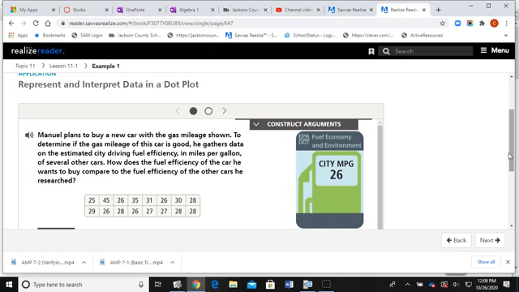Especially in the city. To determine if the gas mileage of this car is good, he gathers data on the estimated city driving fuel efficiency in miles per gallon of several other cars. How does the fuel efficiency of the car he wants to buy compare to the fuel efficiency of the other cars he researched? So here are the other cars he researched. One had 25, 29, 45, 26, 26, so on and so forth.